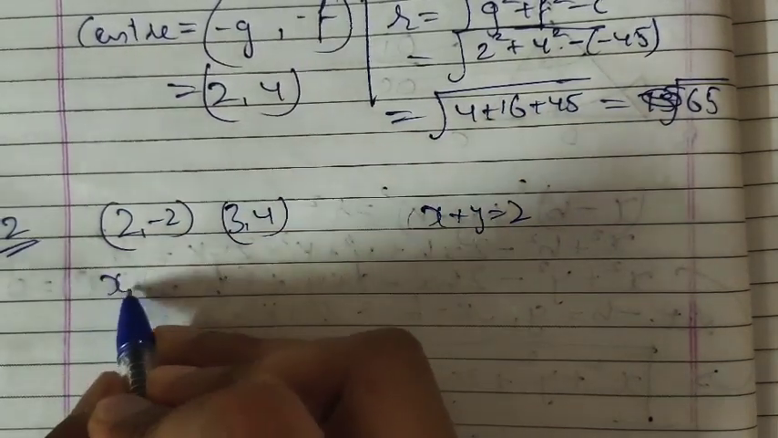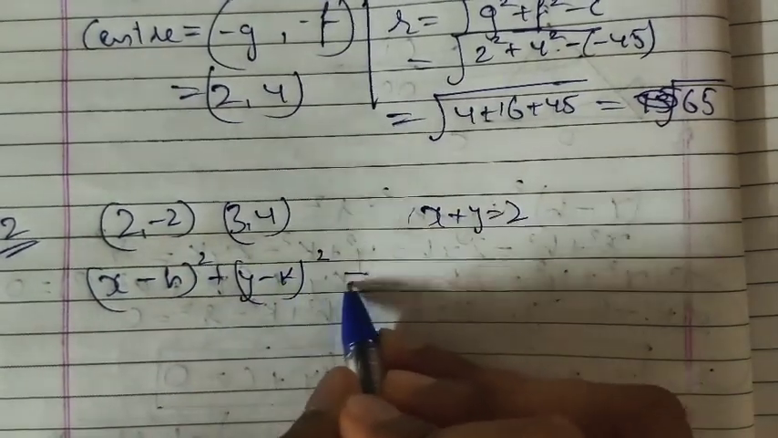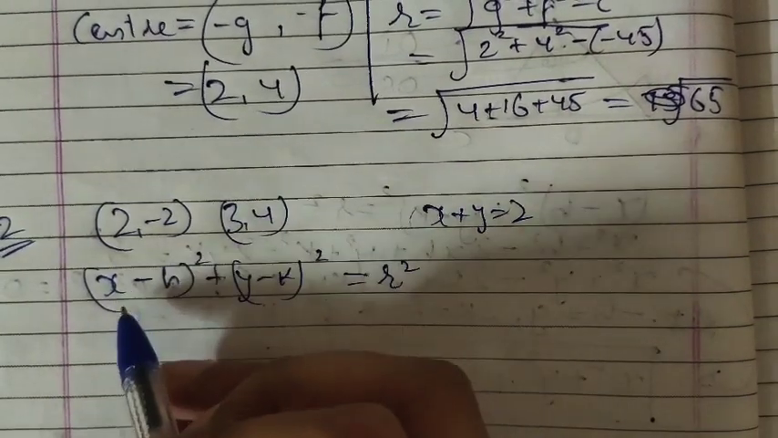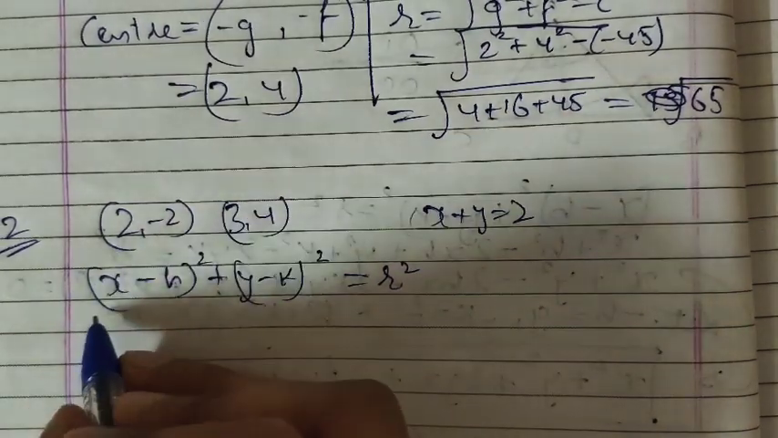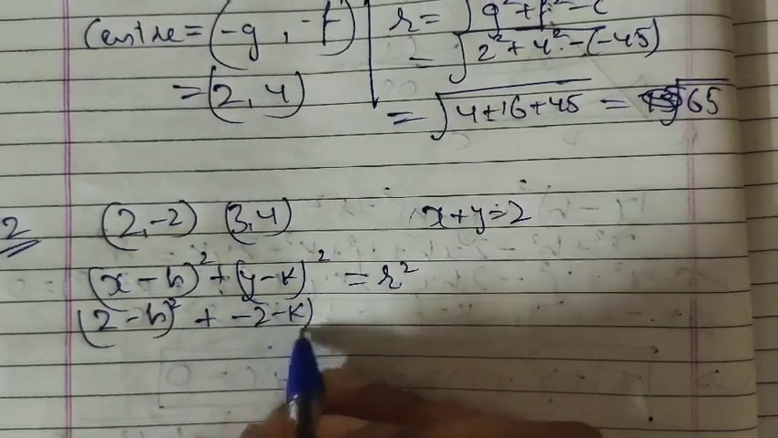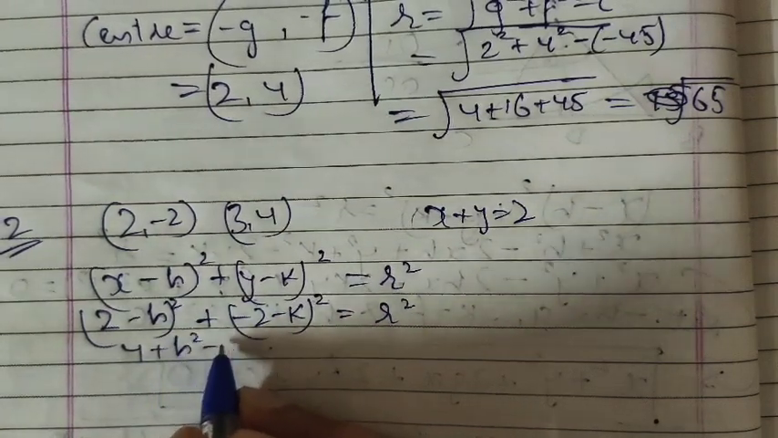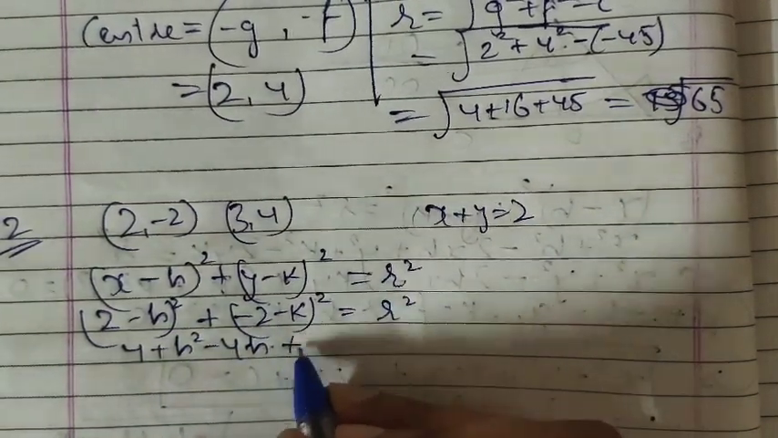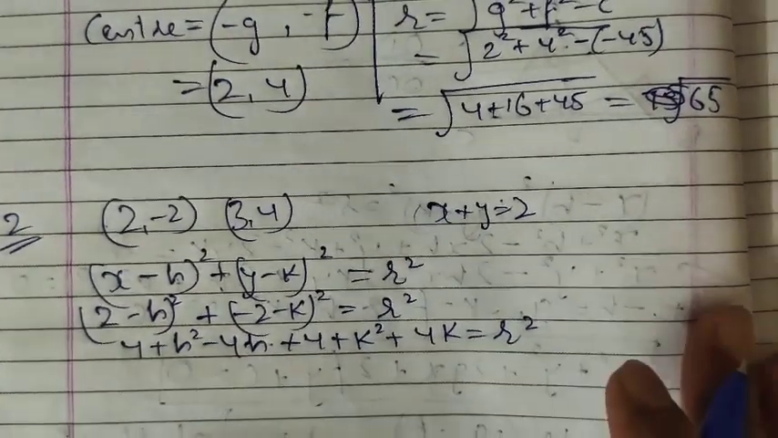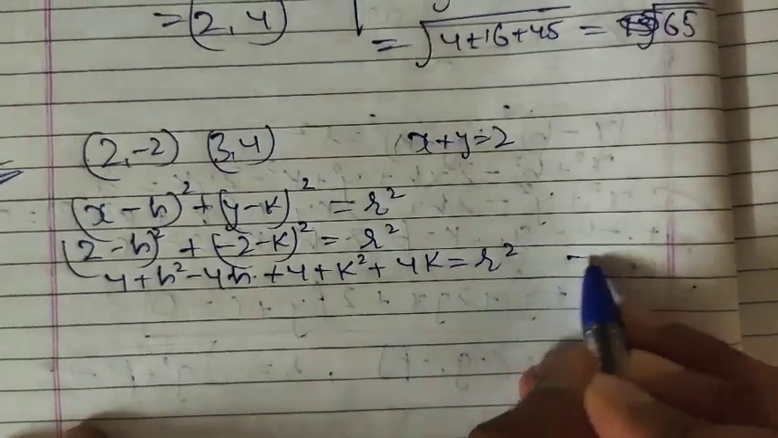So we know the equation of a circle is (x - h)² + (y - k)² = r², right? So if I put these values using the first point, (2 - h)² + (-2 - k)² = r². This implies 4 + h² - 4h + 4 + k² + 4k = r², right? Leave it here. Let it be equation first.